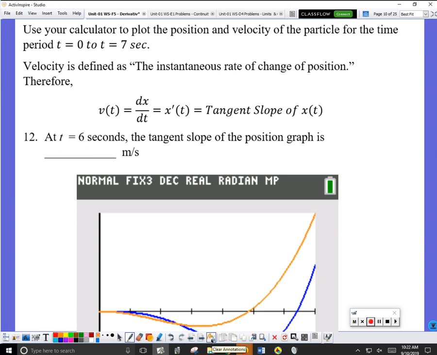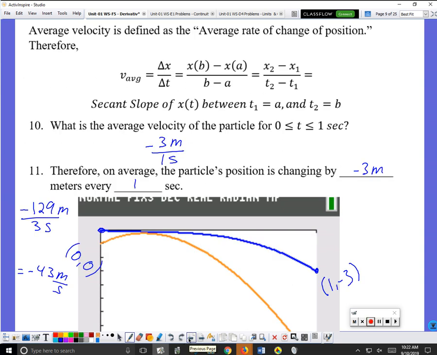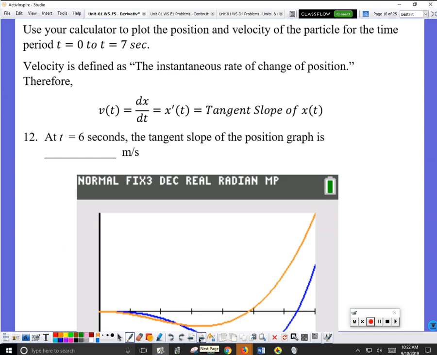Okay, we've talked pretty thoroughly about what is meant by average rate of change of position, average velocity. Instantaneous velocity is the velocity at a given instant. So here's some notation for that. This symbol is v average. This is v instantaneous, the velocity at a given instant.